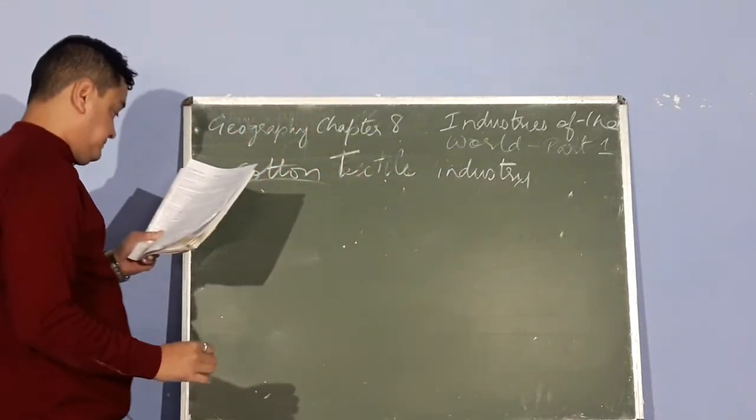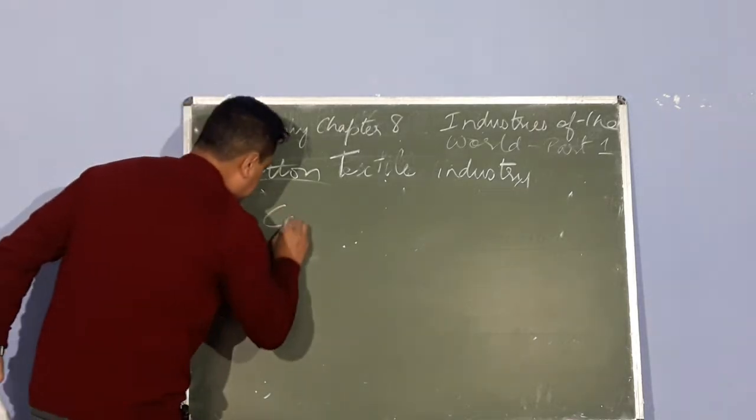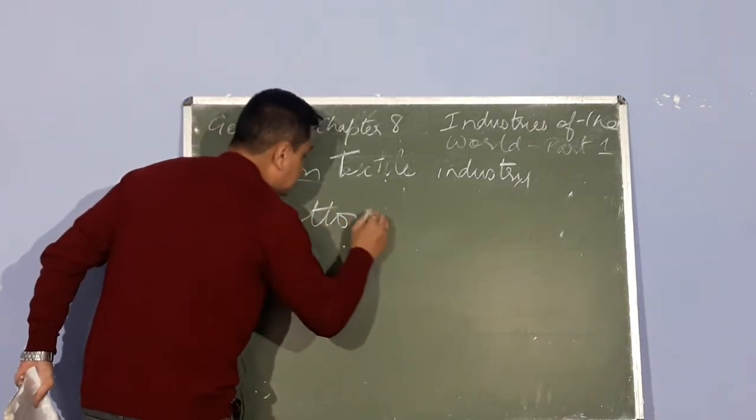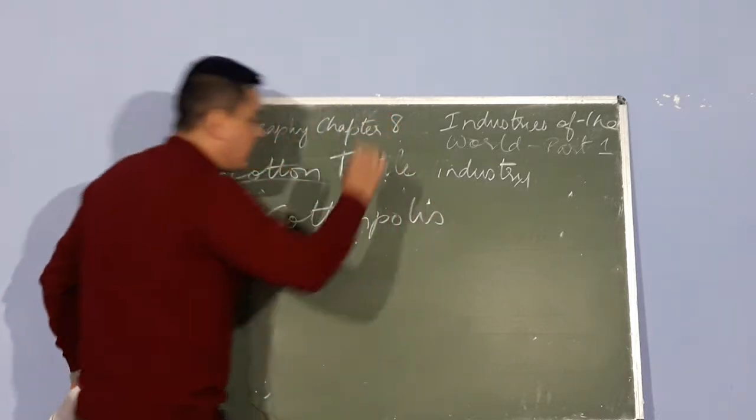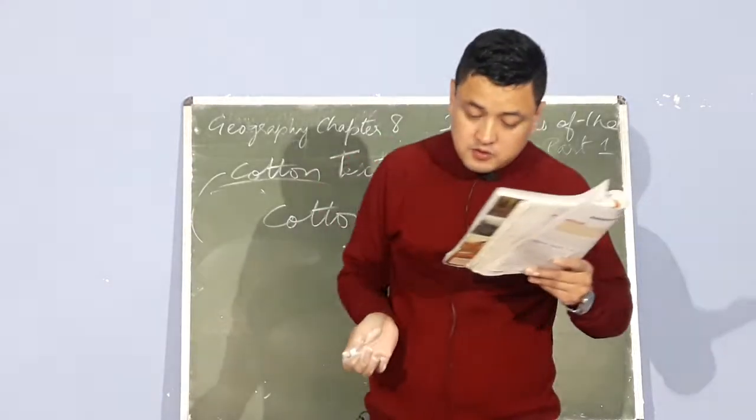Now, Mumbai is known as the Cottonopolis of India, C-O-T-T-O-N, Cottonopolis of India. So, what does this Cottonopolis mean?